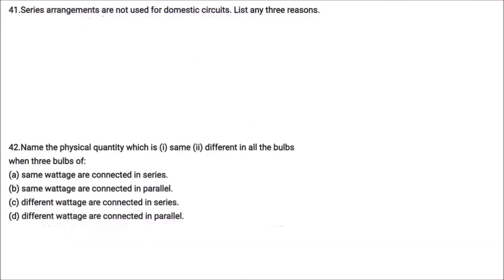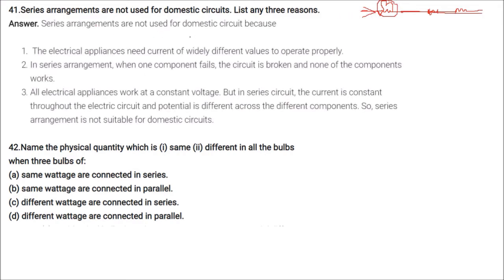Series arrangements are not used for domestic circuits. List any 3 reasons. The thing is that if you have a series arrangement, say resistance or any device, what will happen if this device fails? Others will also not work because there is a series connection. Current can only pass through one way. So series arrangements are not used for domestic circuits.